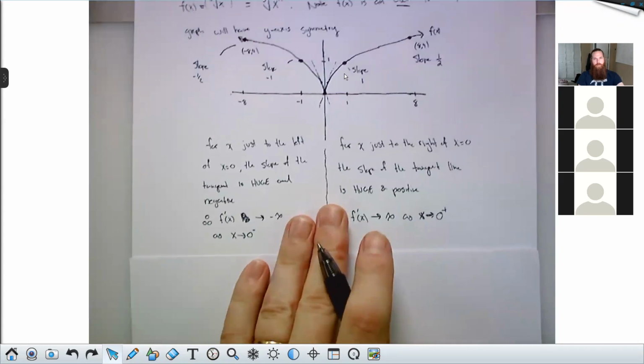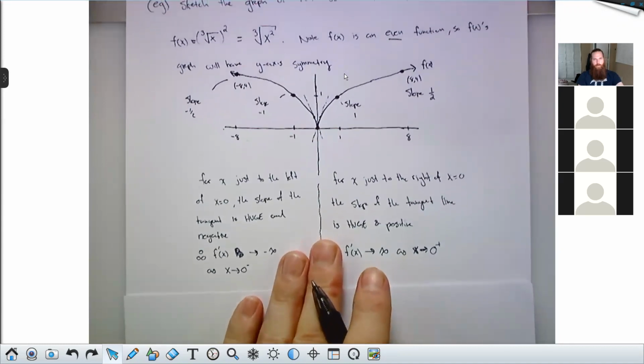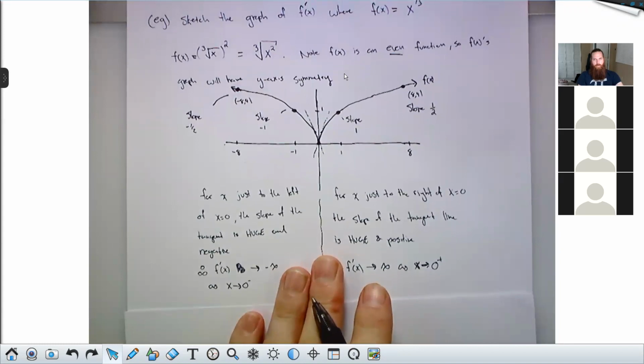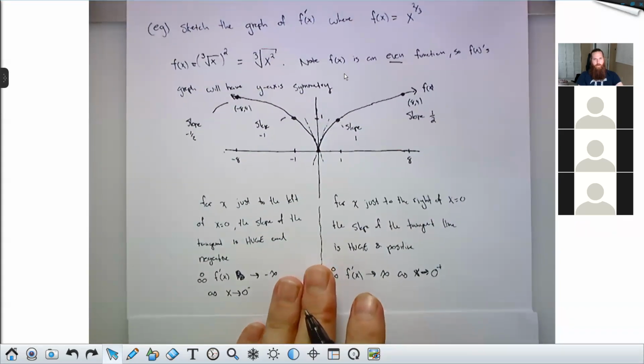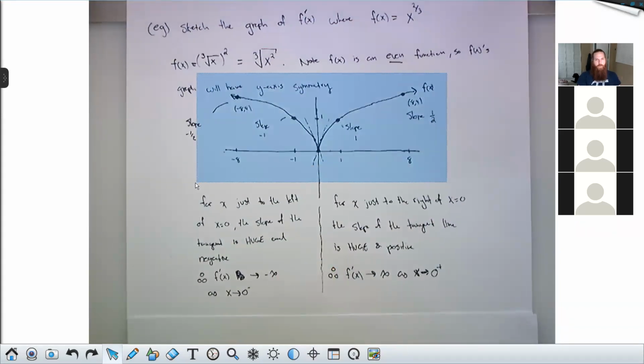So I want to take a second and make sure you guys are comfortable with these observations, approximations, the graph of f that we cooked up.